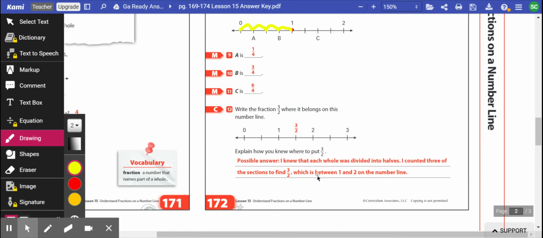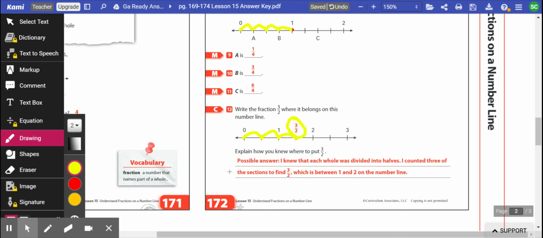Okay. And question number 12. Write the fraction 3/2 where it belongs on this number line. Well, from each section, 0 to 1, we have 2 parts, which is halves. So 1/2, 2/2, 3/2. You can see right here, we've labeled 3/2 on the number line.